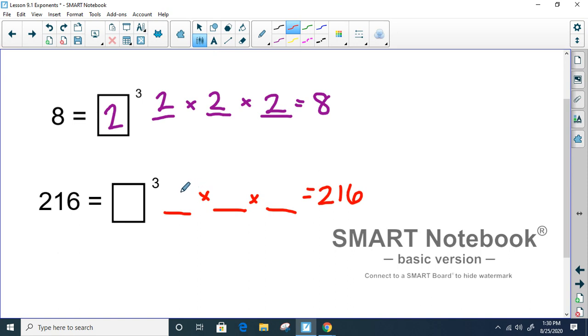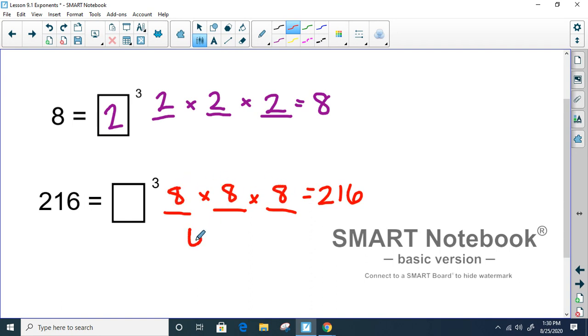I know that, let's go up to 5. 5 times 5 is 25. 25 times 5 is 125. So that's still too low. So I'm going to try to go a little higher. We're going to try 8.